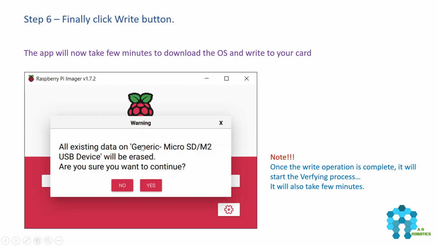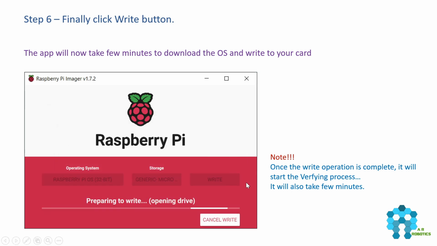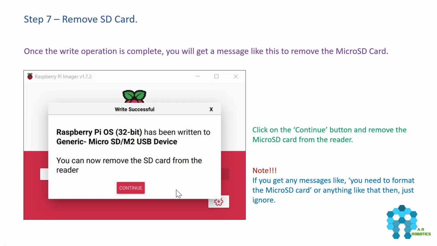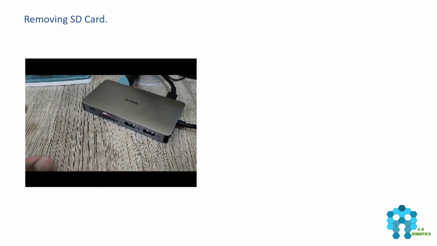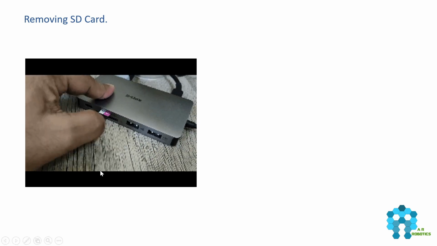After setting all those things, you can click the write button. It will ask for a confirmation and you can confirm it by clicking the yes button. It will take a few minutes to complete the write operation. And once the write is complete, you will get a message like this to remove the micro SD card. You can remove the micro SD card and click the continue button. You can see this animation video file to understand that operation in detail.